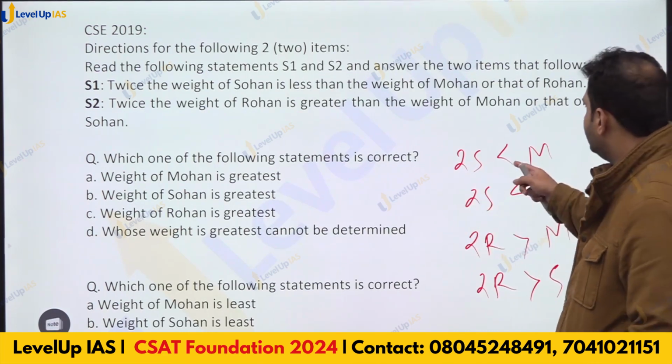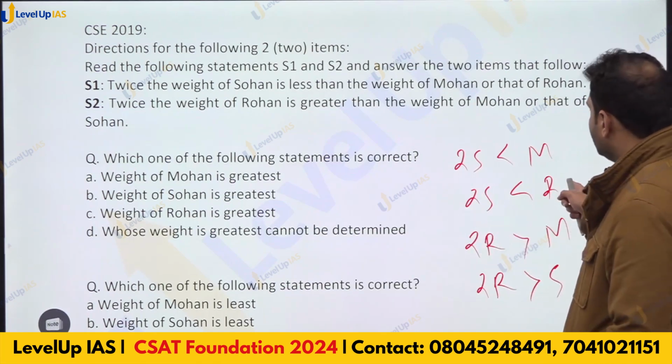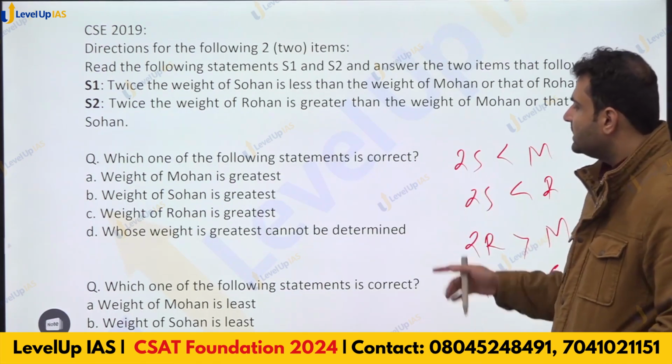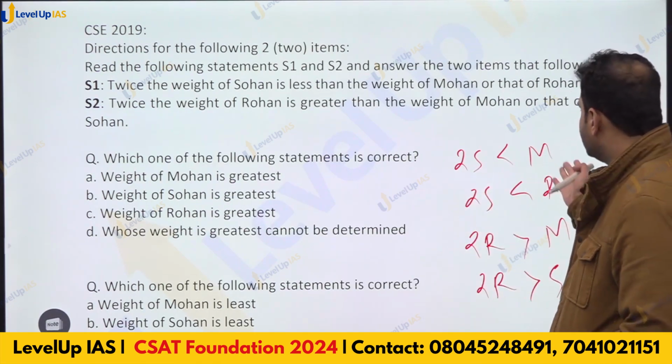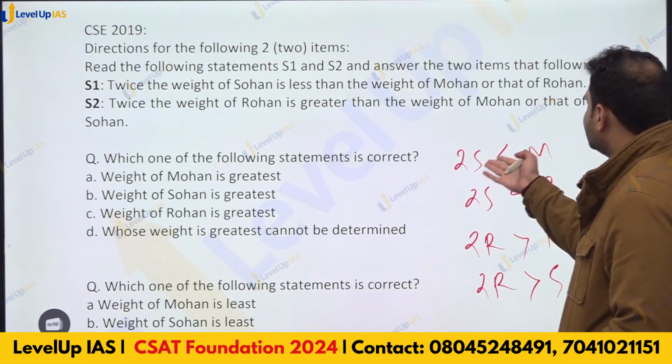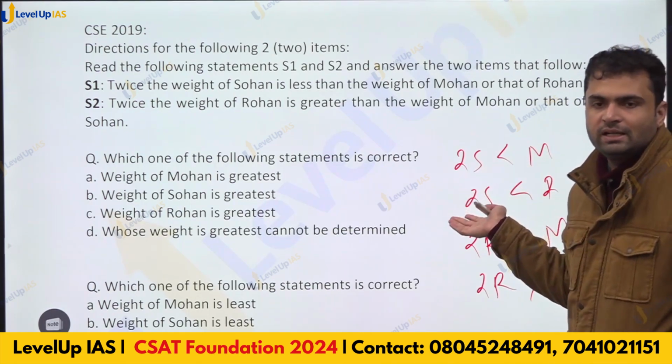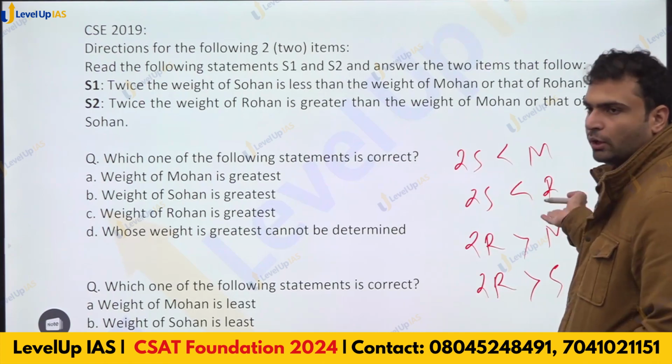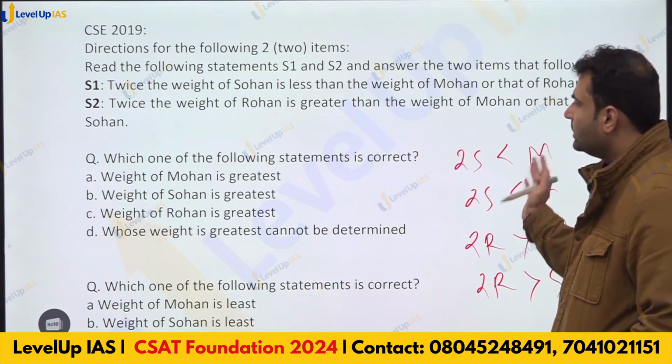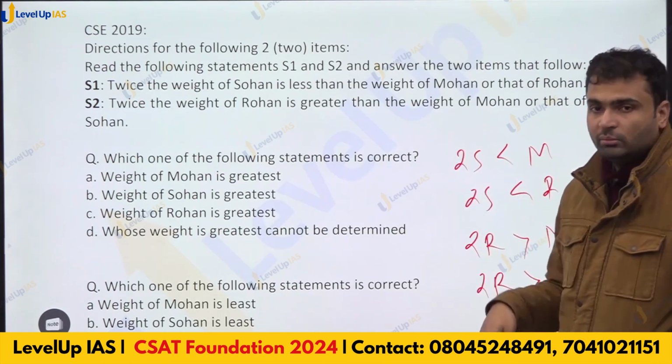Sohan's weight is less than Mohan's weight by 2 as well as Rohan's weight by 2. So Sohan's weight is the least. Definitely it is less than Mohan and Rohan. If S is less than M by 2, then S is definitely less than M. If S is less than R by 2, then S is definitely less than R. So definitely Sohan's weight is the least. But can we find the highest?